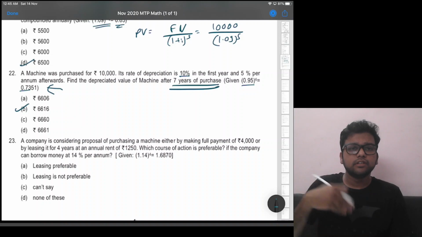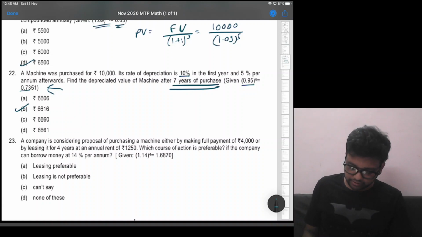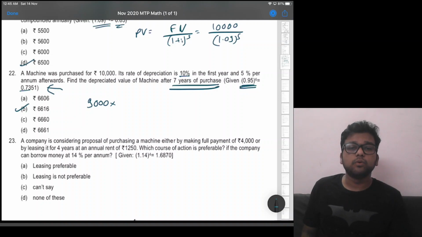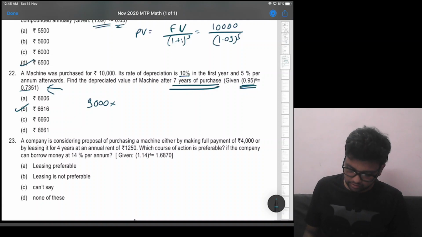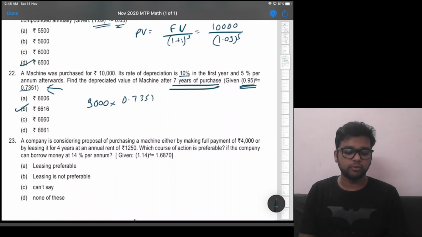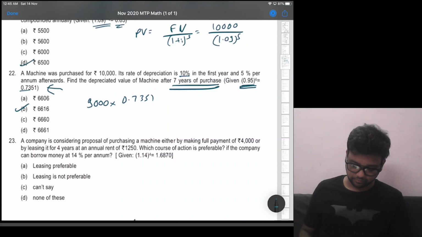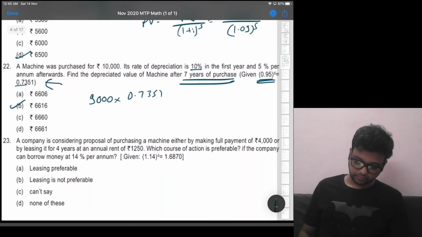Or what you can do is, after first year it is 10,000 minus 10%, which is 9,000, and then directly take this rate 1 plus i raised to n, that is 1 minus d raised to n, which is 0.7351. That should give you same answer, 9,000 times 0.7351, 6615.9. B is the correct answer.